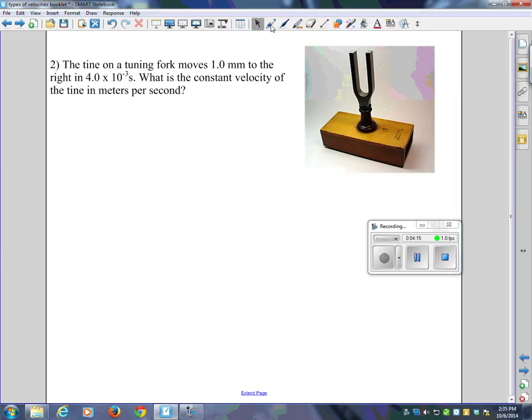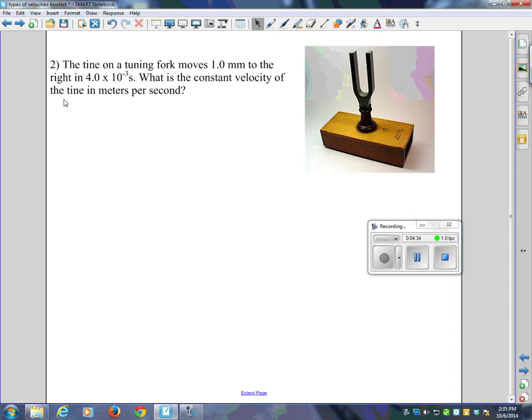Okay, this is a tuning fork. It's set up for a C, right? Set up for 512 hertz. That's a tuning fork, and it vibrates and makes that sound.